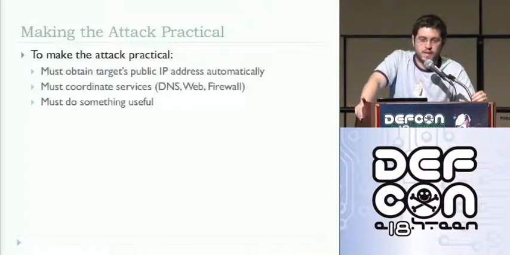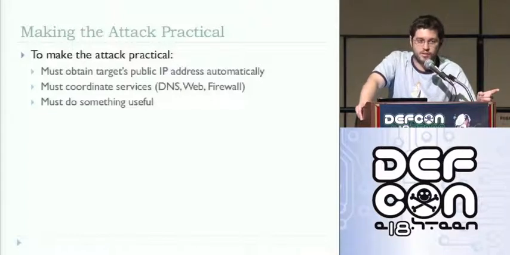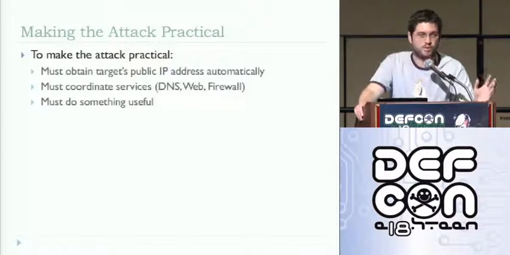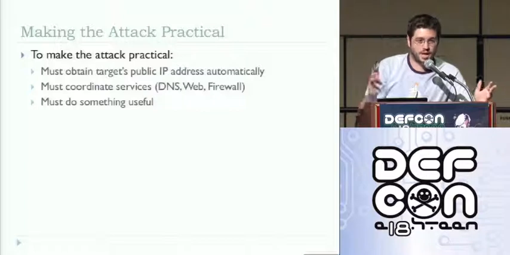So we have to obtain the router's public IP before they ever do a DNS lookup on us. That's actually fairly easy to do. But the bigger problem is we have to coordinate all our services. The DNS server and the web server and the firewall all have to maintain the right state for each client that's browsing to you. That requires a little custom code. And finally, we have to do something useful with it. Once we actually do the rebinding attack, we have to do something that people will go, "Holy shit, that's bad."